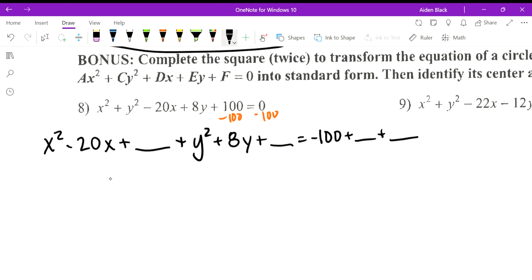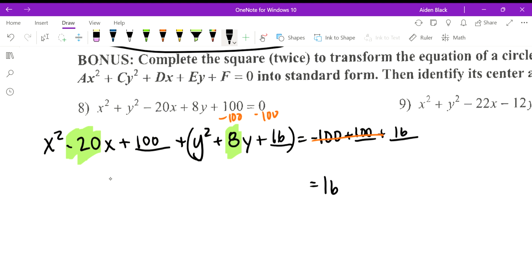Move this over a bit. Okay, that something that I add here, take this number and cut it in half, and then square that number. Half of negative 20 is negative 10. If I square that, I get 100. Half of 8 is 4. When I square that, I get 16. So remember, I got to add these to both sides. You'll notice that these cancel, so we just have 16.